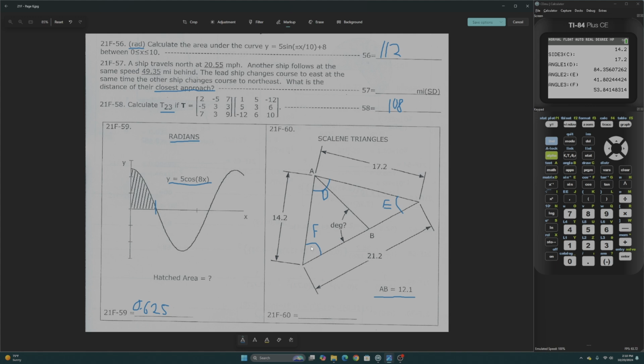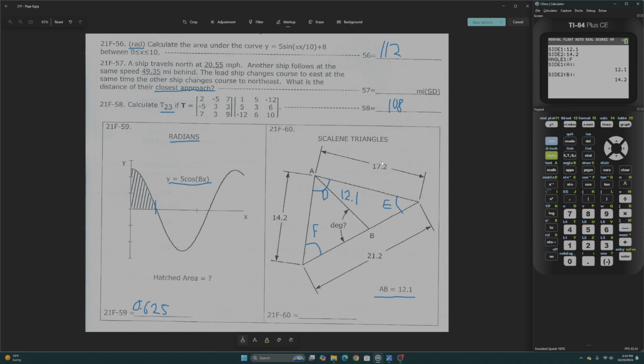Side, side, angle. I didn't see that we had AB solved for already. 12.1. That's why you always have to look outside of the problem, in a literal way. So we have to remember that's angle F right there. So it's side, side, angle. First side 12.1, and then 14.2, and then angle F. And then it'll solve for all these.